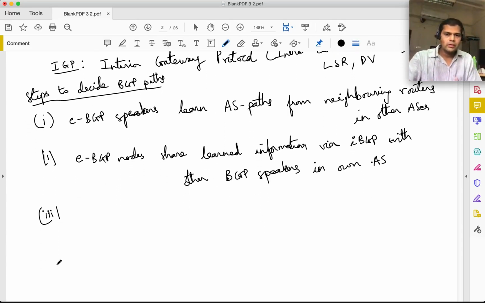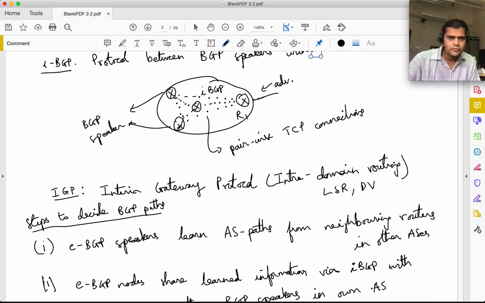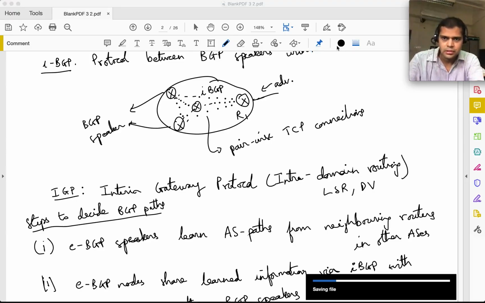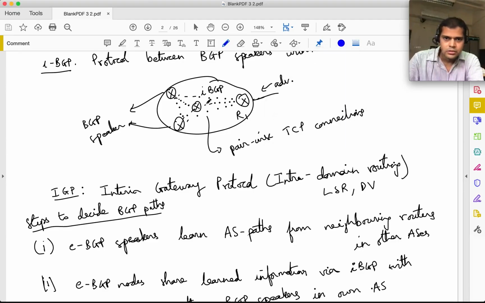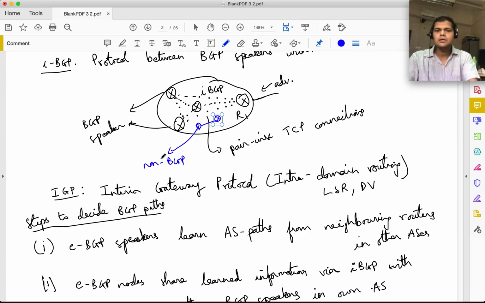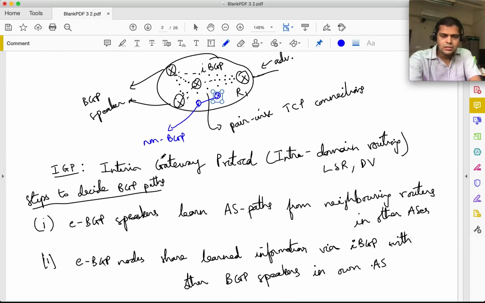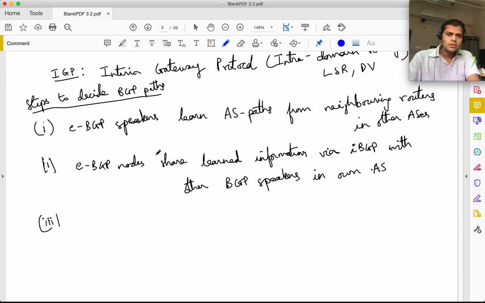So that's not enough. Initially, of course, each of them has learned some information, so the whole network doesn't have that information. So at least they share it with other routers which are speaking BGP. Still, not everybody in the network has all the information, because there could be lots of routers which are not running BGP. That too is possible. So let's say there is a non-BGP node here. It may be only running the interior gateway protocol, but it doesn't run the BGP protocol. So at least all the BGP nodes after this step have learned all the information.